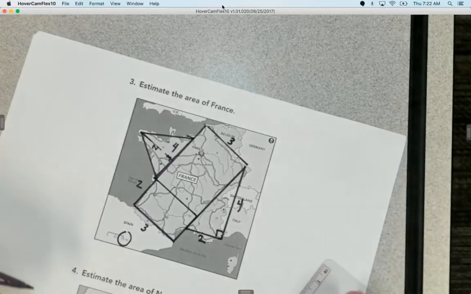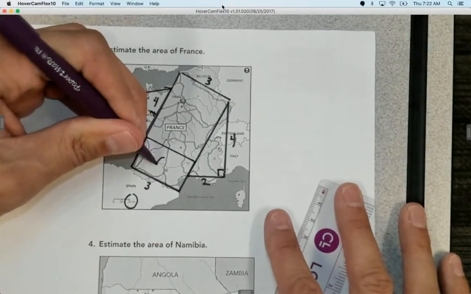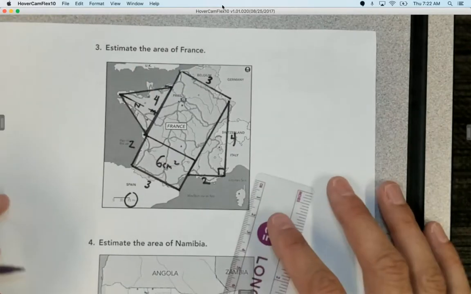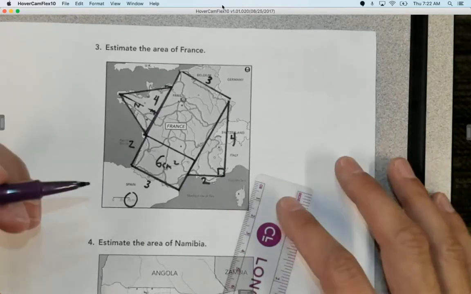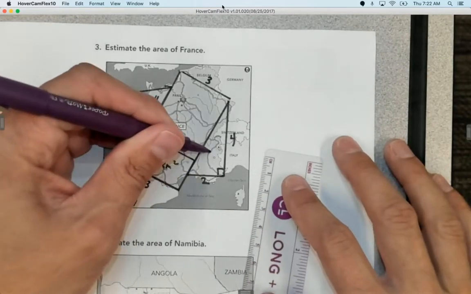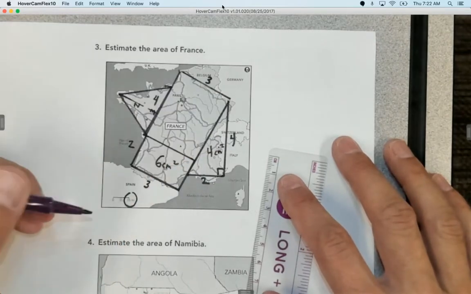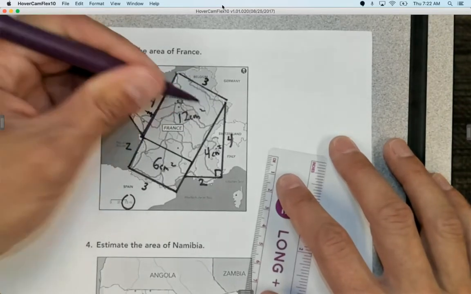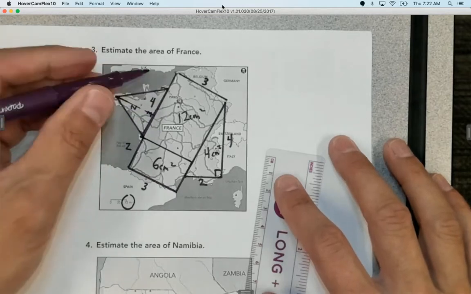3 times 2 is an area of 6 centimeters squared. Okay? Then 4 times 2 times 1/2 would be an area of 4 centimeters squared. 3 times 4 is going to be 12 centimeters squared. 3 times 2 is 6 times 1/2 is 3 centimeters squared.